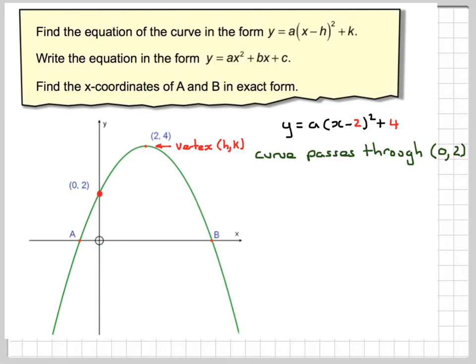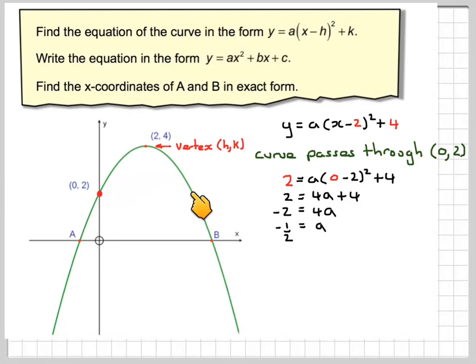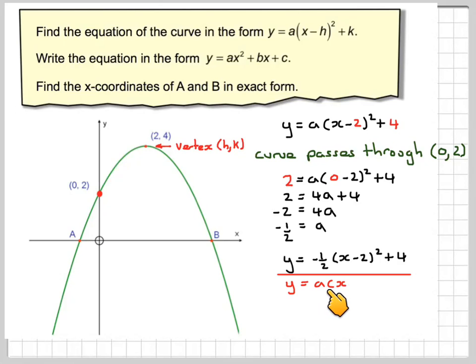And therefore we know at this particular point x is 0, y is 2. So substitute that into here. We're going to have that 2 is equal to a(0 minus 2) squared plus 4. Minus 2 squared is 4. So we're going to have that 2 is equal to 4a plus 4. 4a is equal to minus 2, and therefore a is equal to minus a half. We were expecting a to be negative because the curve is that way round. Therefore y is equal to minus a half (x minus 2) squared plus 4.